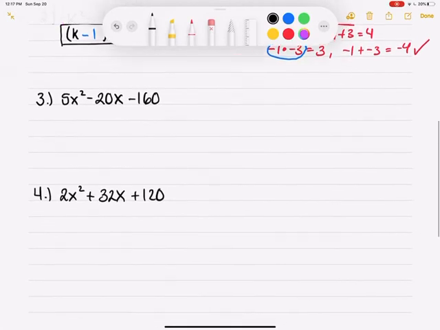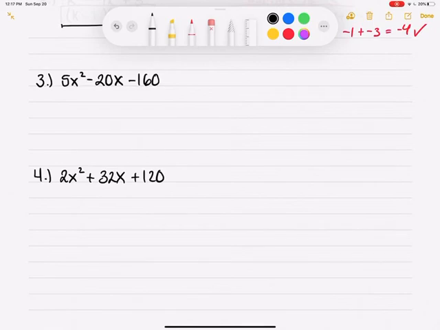In example 3, 5x squared minus 20x minus 160. This problem looks a little intimidating because I have large numbers. If I look at all these numbers, though, I know that I can divide each and every one of those numbers by a GCF of 5. So I'm going to take 5 out of this. And what I'm left with is x squared minus 4x minus 32.